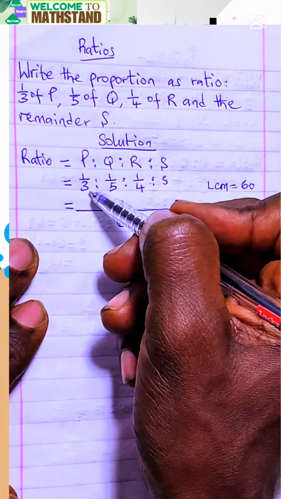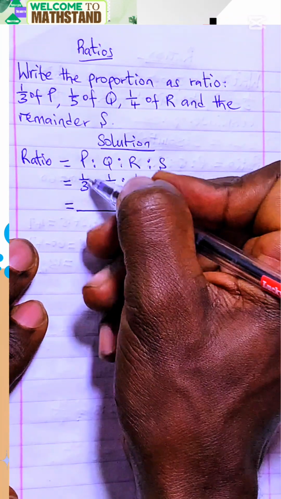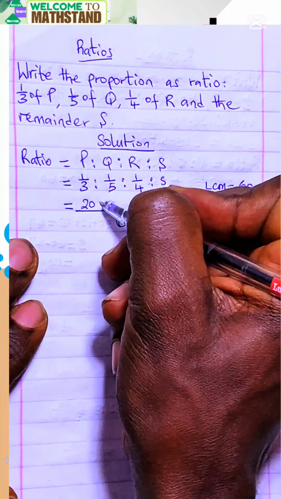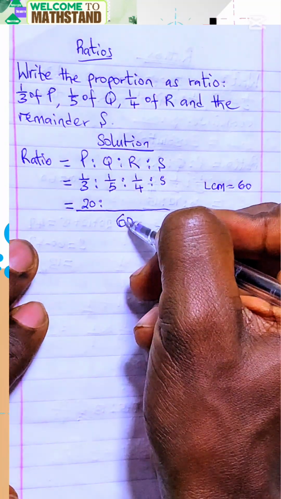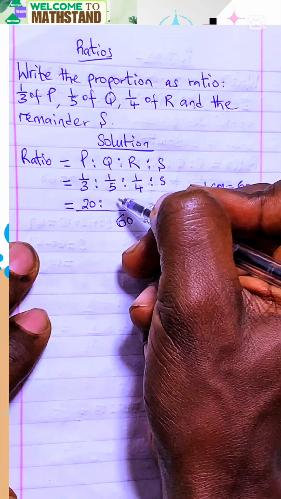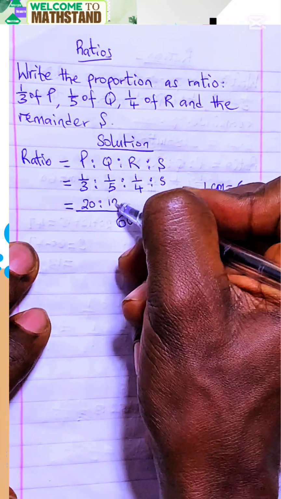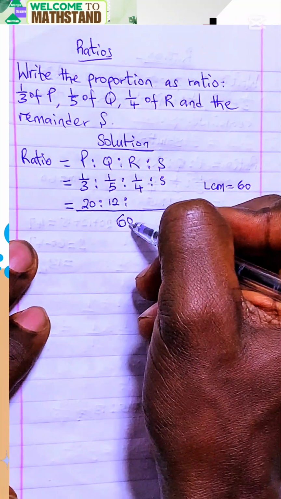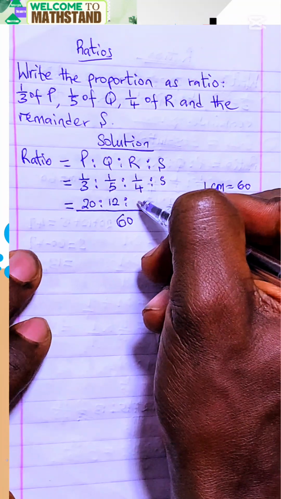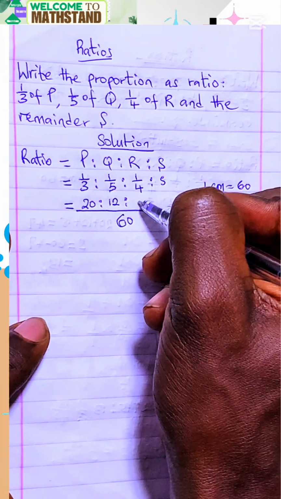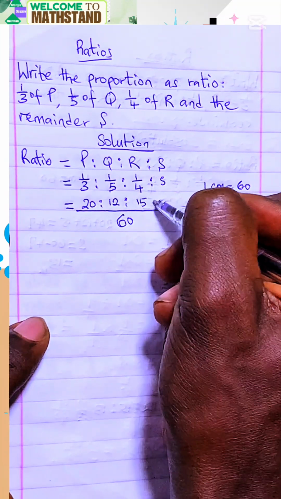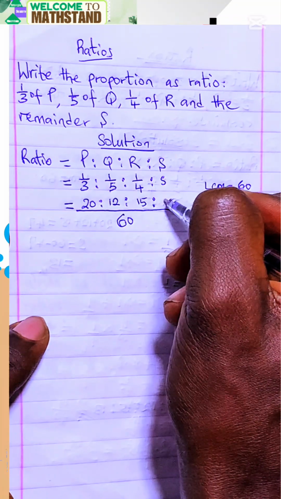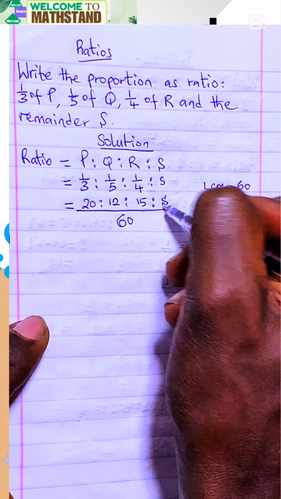Now 60 divided by 3 is 20. 20 times 1 is 20. 60 divided by 5 is 12. 12 times 1 is still 12. 60 divided by 4 is 15. 15 times 1 is still 15. Is to S. We don't know what S is.